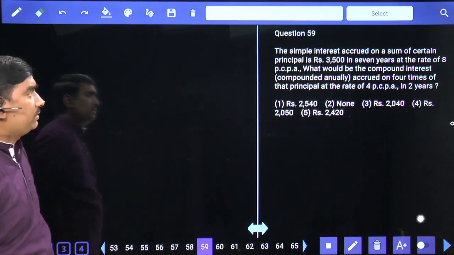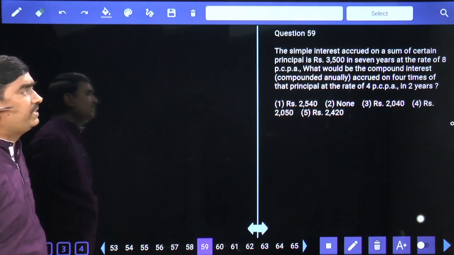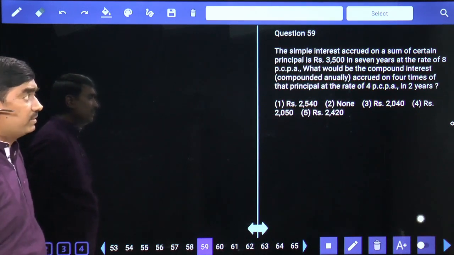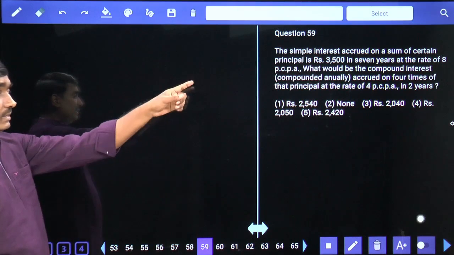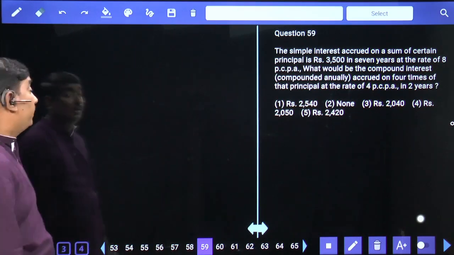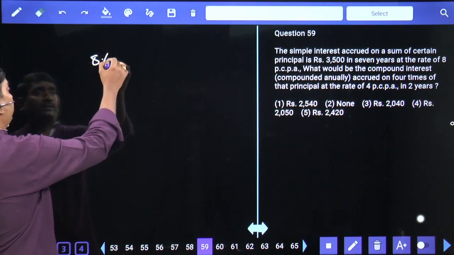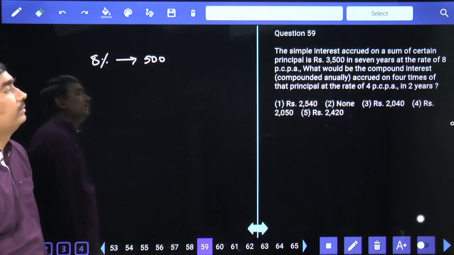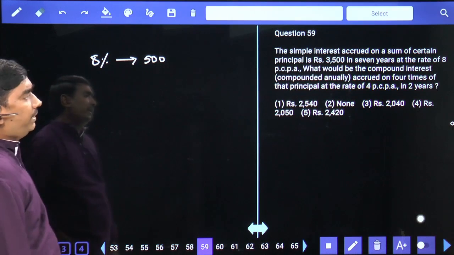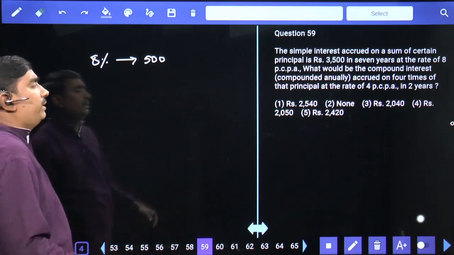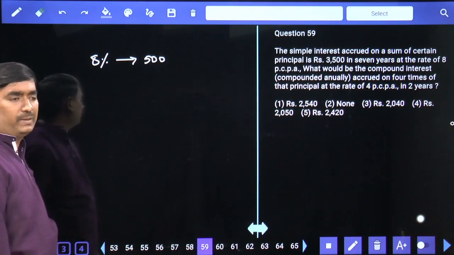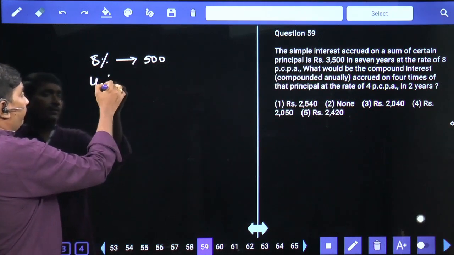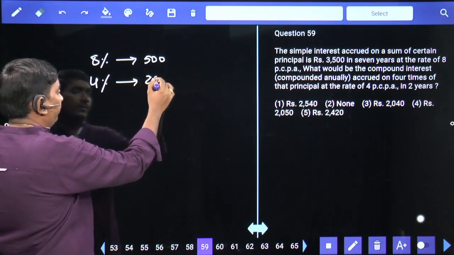The simple interest accrued on a sum of certain principal is 3,500 in 7 years at the rate of 8% per annum. 7 years 3,500, per year 500 rupees at the rate of 8% per 1 year 500 rupees. What would be the compound interest accrued on 4 times of that principal at the rate of 4% per annum in 2 years? 8% per 1 year 500, 4% per 1 year 250 rupees.